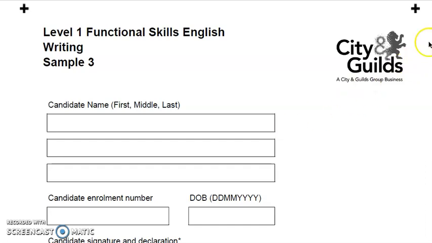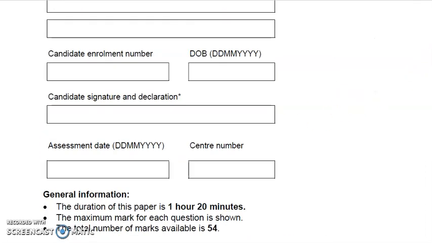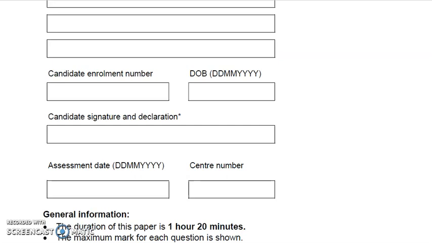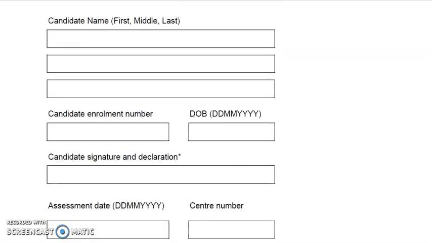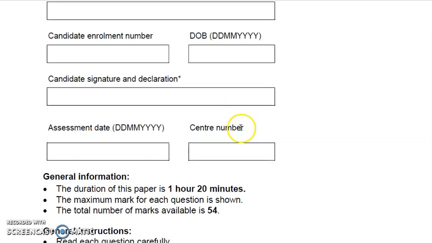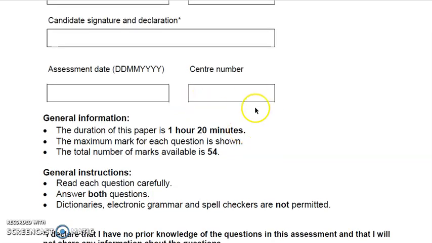So, if we scroll down, there's the usual stuff that you fill in, and that will all be there for you on the day. You'll have your candidate enrolment number, obviously you know your own date of birth, and centre number, etc. Now the first thing to notice here really is that, unlike in other years, you get 1 hour 20 minutes for this.